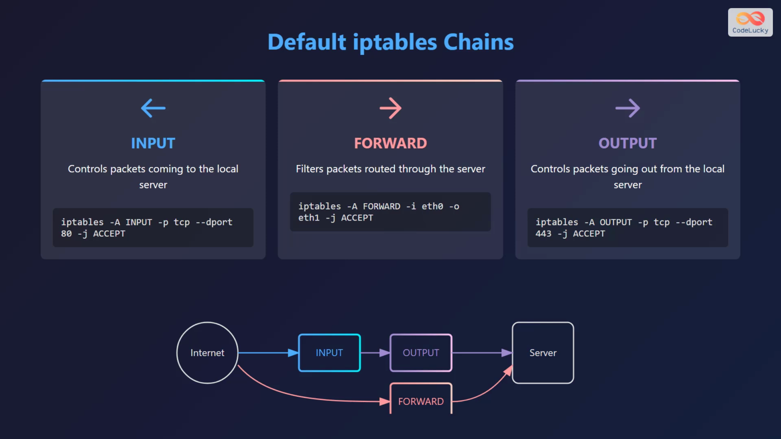Then there's the FORWARD chain, which filters packets routed through the server. For example, iptables -A FORWARD -i eth0 -o eth1 -j ACCEPT. Finally, the OUTPUT chain, which controls packets going out from the local server. For example, iptables -A OUTPUT -p tcp --dport 443 -j ACCEPT.